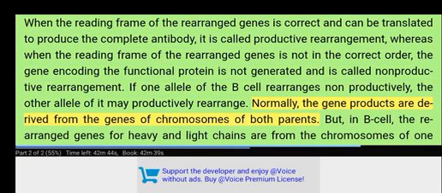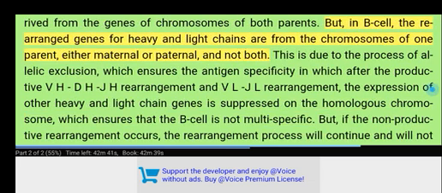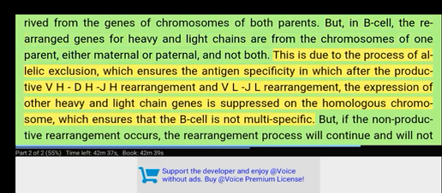Normally, the gene products are derived from the genes of chromosomes of both parents. But in the B cell, the rearranged genes for heavy and light chains are from the chromosomes of one parent, either maternal or paternal, and not both. This is due to the process of allelic exclusion, in which after the productive VH, DH, JH rearrangement and VL, JL rearrangement, the expression of other heavy and light chain genes is suppressed on the homologous chromosome, which ensures that the B cell is not multispecific.